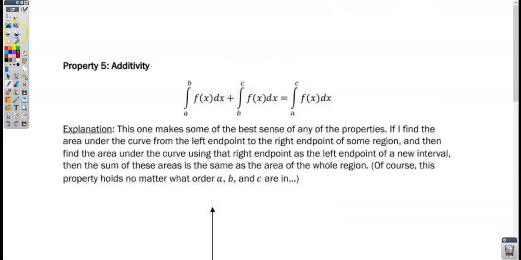All right, let's see. One more property, additivity. This is one of my favorites.